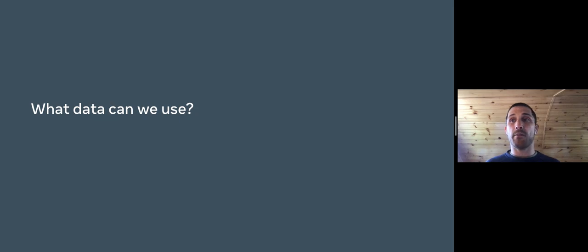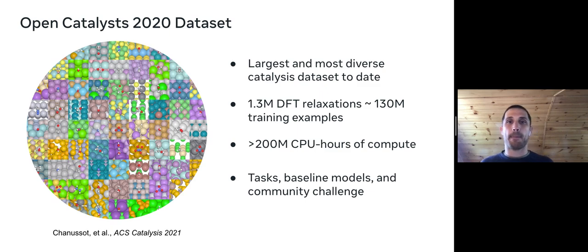Okay, moving on to what data can be used for the challenge. We're going to be focused on the Open Catalyst 2020 dataset, which was generated a few years back now. At the time, it was the largest and most diverse Catalyst dataset to date, with around 1.3 million DFT relaxations, which relates to about 130 million training examples. And this required a lot of compute. In addition to the dataset, we defined tasks, released baseline models, and started a community challenge.